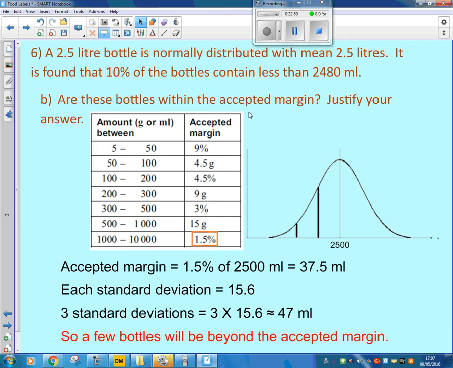So the answer to that, are they within the accepted margin? The answer is no. Some of the bottles, maybe only a few, but a few of them won't be within the accepted margin. Okay, that's quite a hard one to finish with. Good luck in the exam.